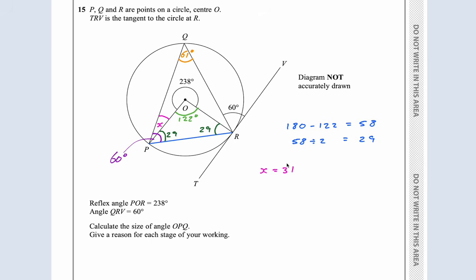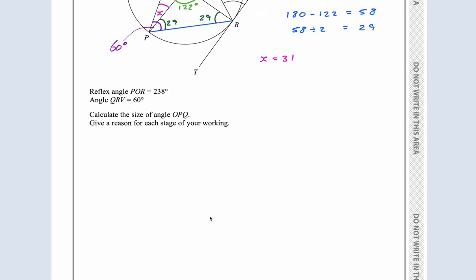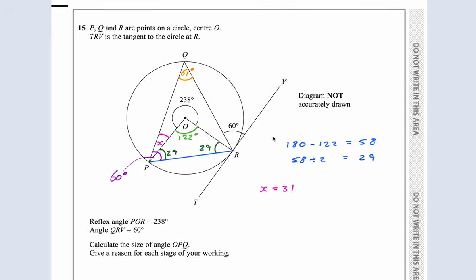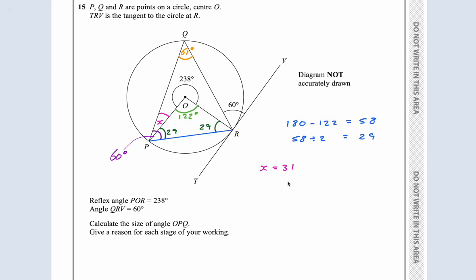Okay, which is correct. Now guys, this question says give a reason for each stage of your working. I'm not going to write it just to save time, but if you don't write it, you won't get the marks. It's 4 marks. You might get 2 marks if you did this. Even if you got the right answer, you would not get this. You have to say what you're doing.